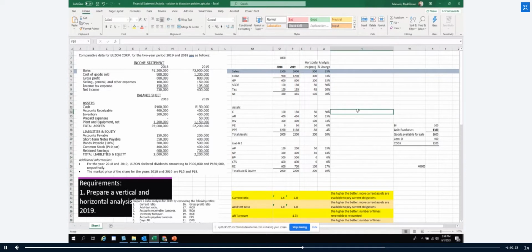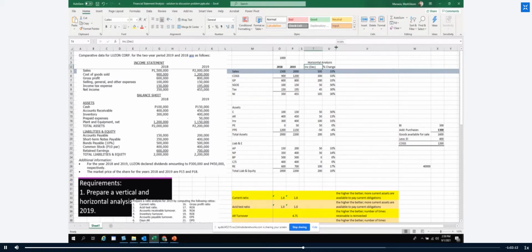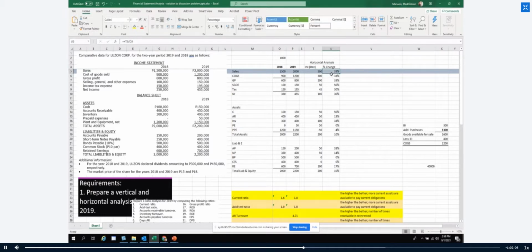Of course, you can have two columns for horizontal analysis. The first column would be your increase or decrease, and the second column would be the percentage change. Remember, class, in calculating your percentage change, last year will be your base. In this case, you get the difference first of 2019 and 2018. So that's 2,000 minus 1,500.